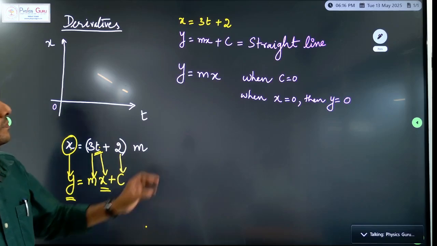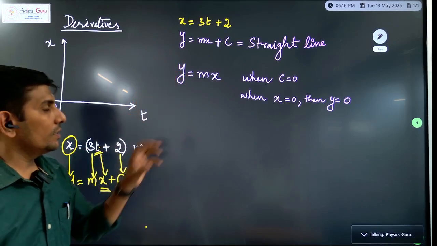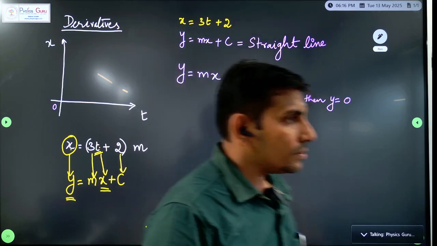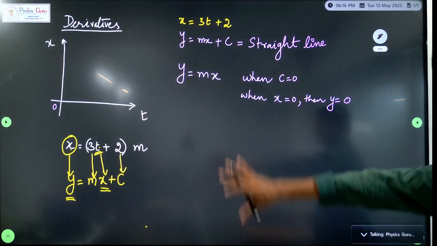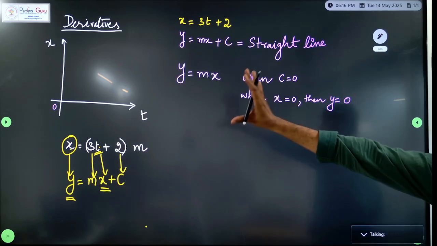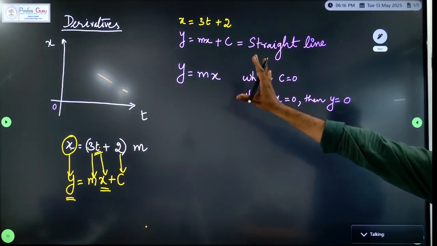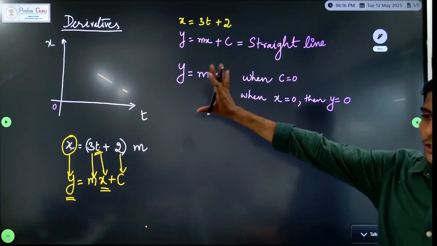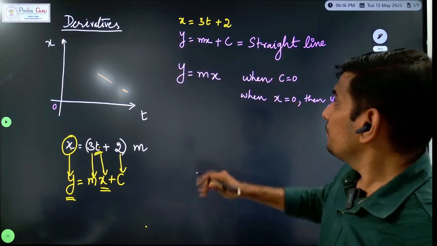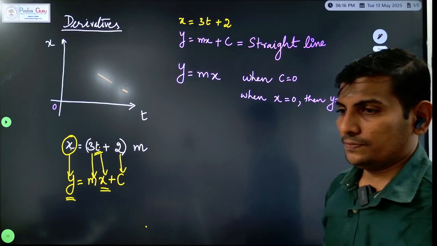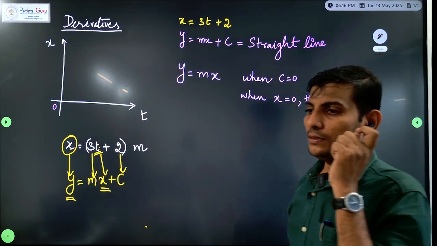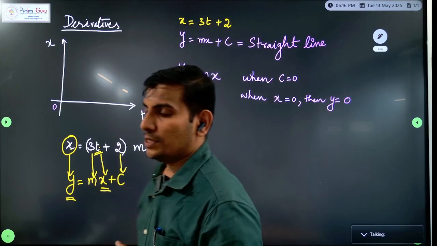Fine. So this is the equation that we have. As soon as I realize that this graph is going to have a straight line, I realized it as soon as I see this structure. What does it say to me? Does it ring a bell?